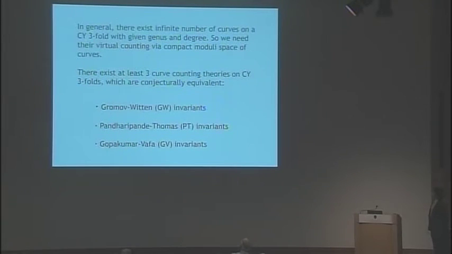So in that case, the way to count these curves is to define some virtual counting of such curves. The usual mathematical way to do it is to consider the set of such curves, compactify it by adding some extra data, and use some intersection theory on such a moduli space. However, such theories are not unique, and there are several theories which give curve counting on Calabi-Yau threefolds, which are surprisingly equivalent. One of them is Gromov-Witten invariant, another is called Pandharipande-Thomas invariant, and the last one is Gopakumar-Vafa invariant, which I'm going to discuss.